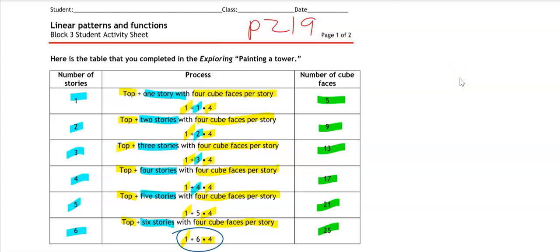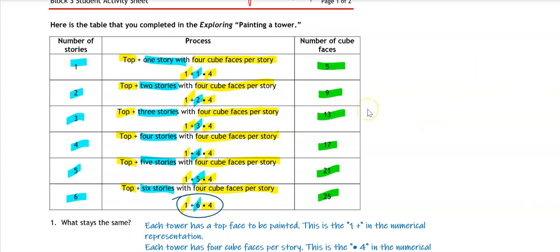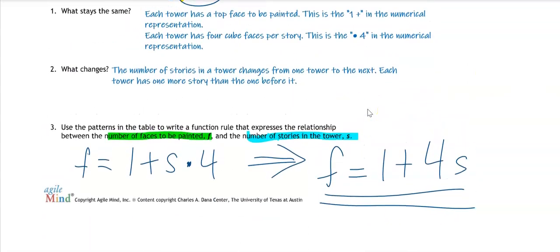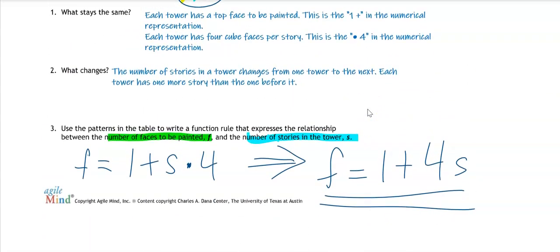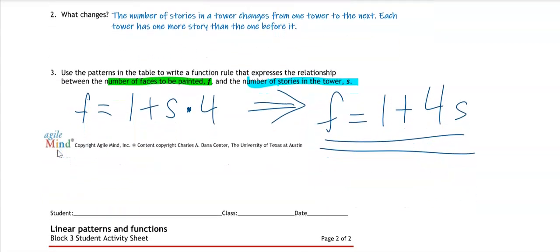Oh, and we better highlight those because that was also something that was changed. Those were the numbers that were changing. So 1 plus the number of stories multiplied by 4. Perfect. All right. Well, let's move on to the next series of questions.